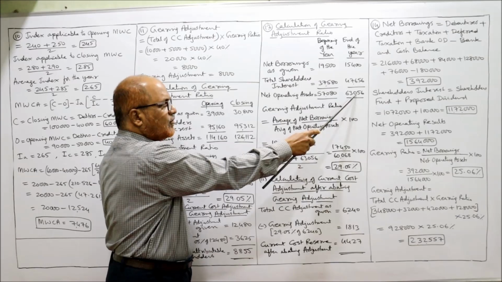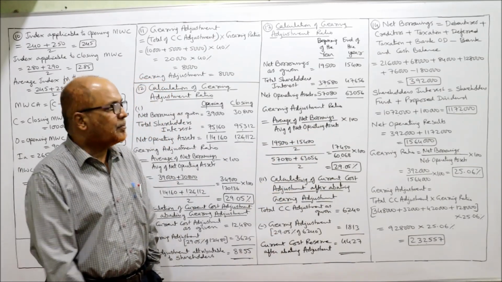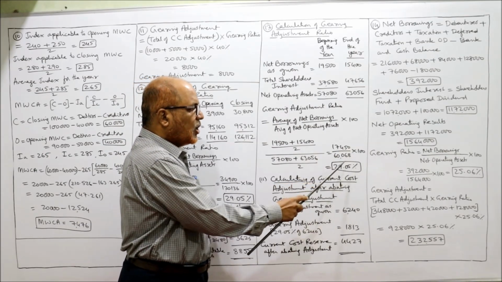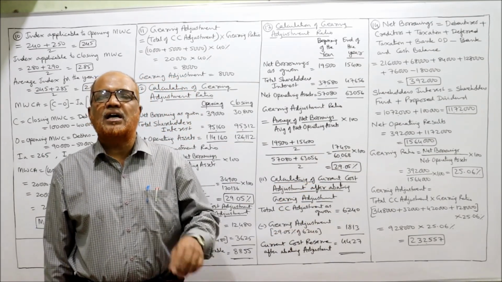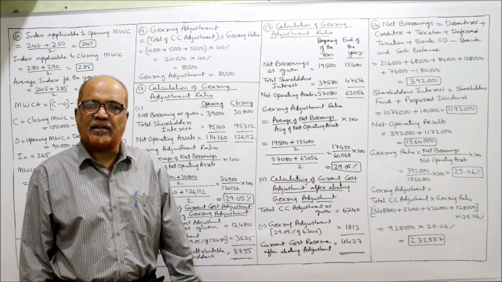57,080 plus 63,056 divided by 2. You will get 60,068. Simply divide it. 17,450 divided by 60,068 into 100. 29.05 is the gearing adjustment ratio. Half of the problem completed.